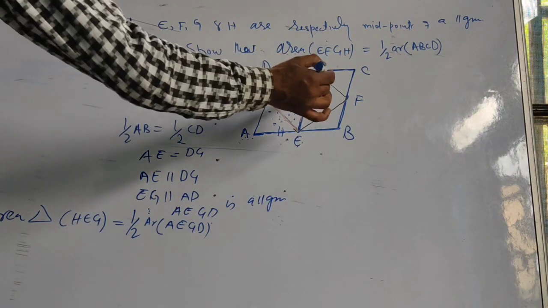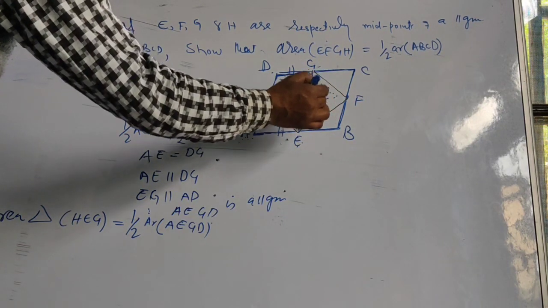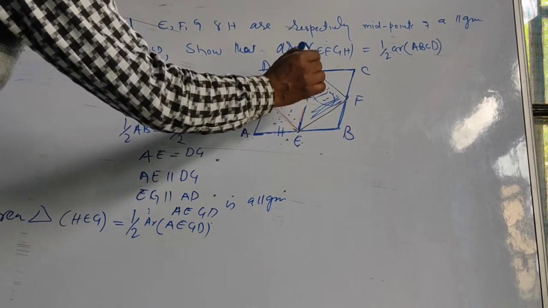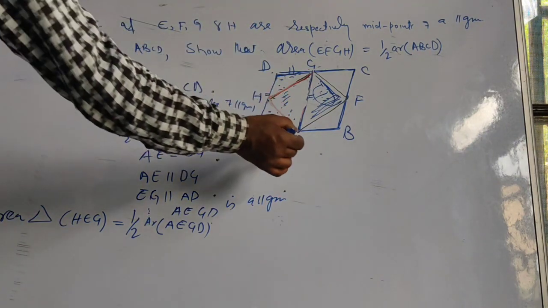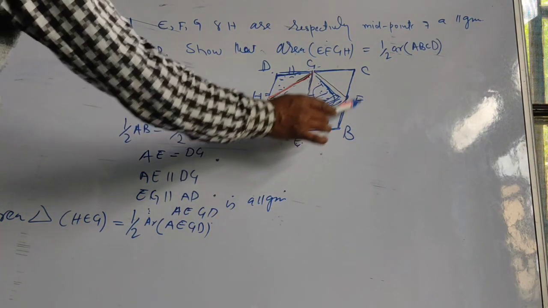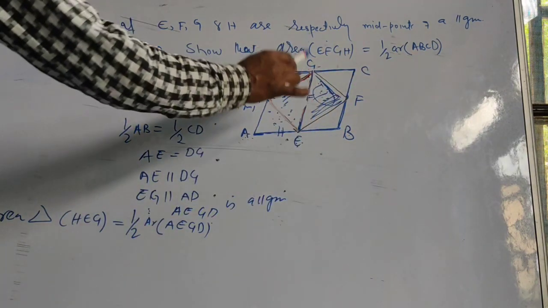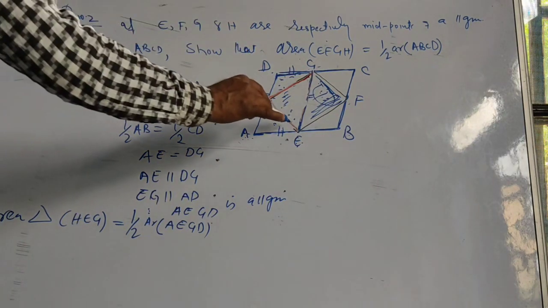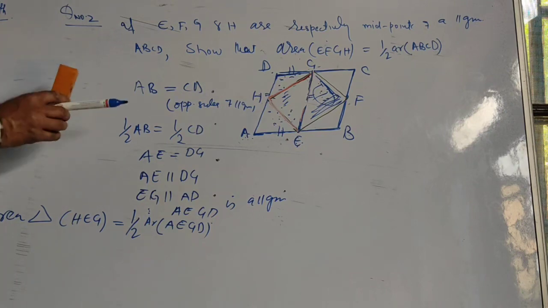Now triangle EFG and parallelogram EBCG. Triangle EFG and parallelogram BEGC are on the same base and between the same parallels. Again, it is same base EG. Therefore, area, so we will write here like this.